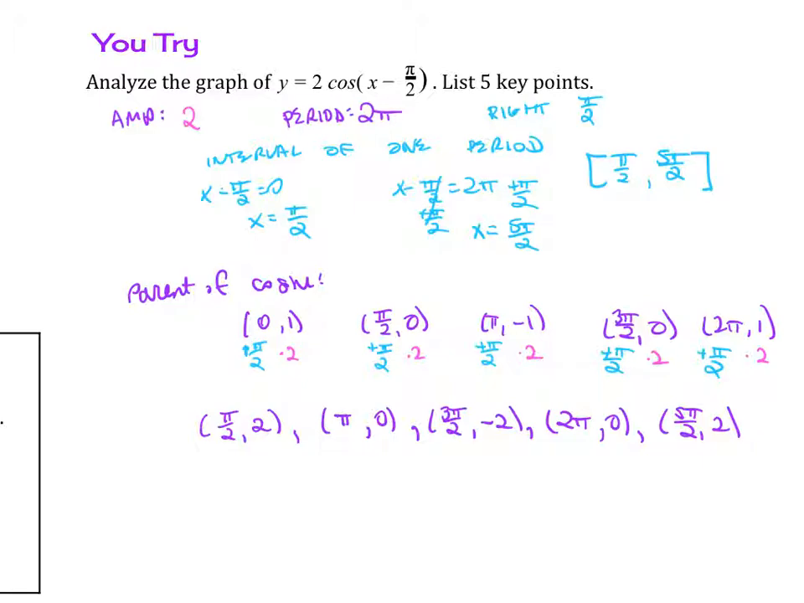Parent function of a cosine, those 5 important points starting from the y-intercept are 0, 1; pi over 2, 0; pi, negative 1; 3 pi over 2, 0; and 2 pi, 1. Okay, again, I'm getting those values from when you graph the cosine. Okay, so hopefully you see that. Then for the x values, I'm just going to add pi over 2, because that's shifting it right. Then I'm going to stretch it by multiplying by 2.